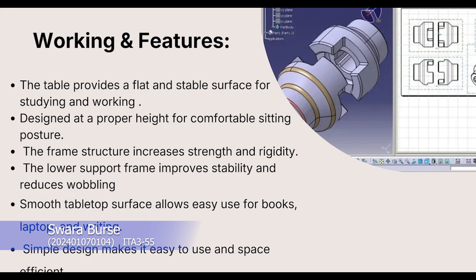The frame structure increases the strength and rigidity of the table, preventing bending or deformation. The lower support frame improves stability and reduces wobbling. The tabletop is smooth, making it convenient for books and writing tasks. Overall, the design is simple, user friendly, and space efficient, making it suitable for daily use.